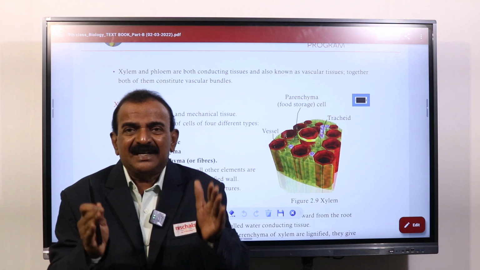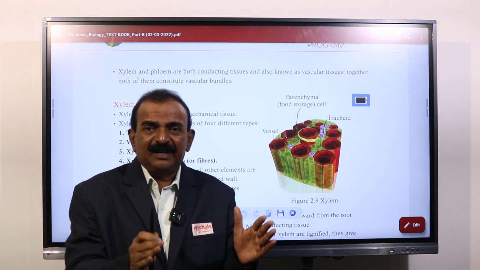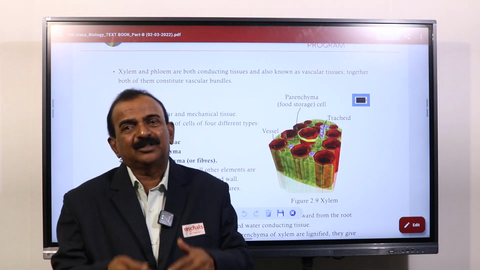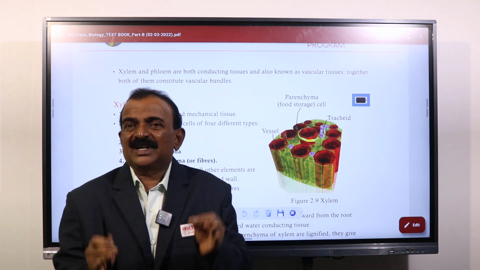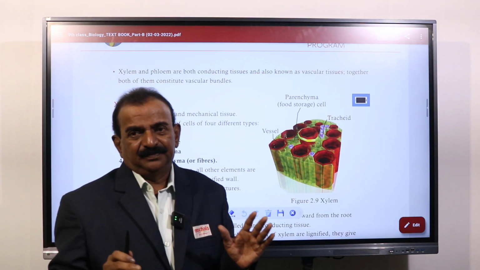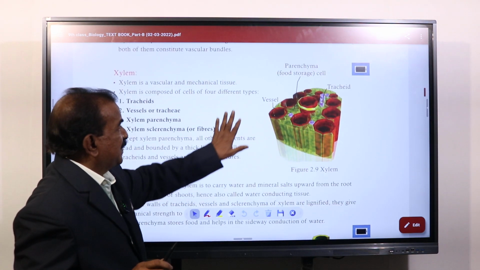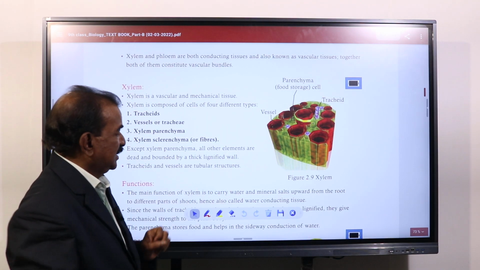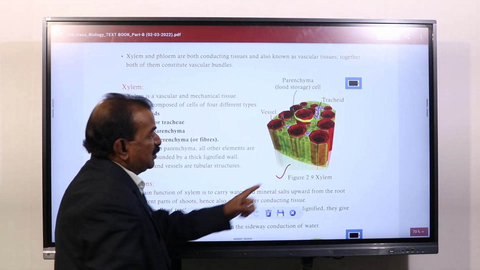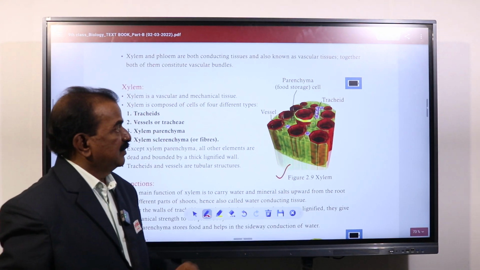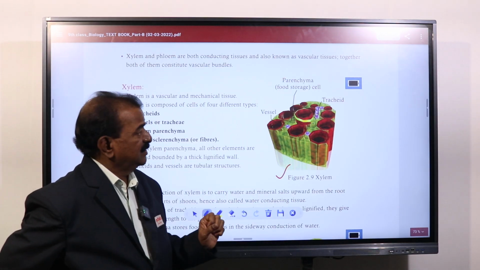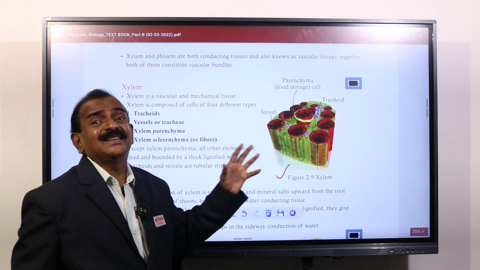So this vascular bundle consists of xylem and phloem tissues. Xylem is useful for transportation of water and some mineral salts, and phloem tissue is called bast, and this tissue is mainly useful for transportation of food. And now you are observing the presence of xylem. So children, here you are observing figure number 209, xylem, and there you see the structure of the xylem is given.